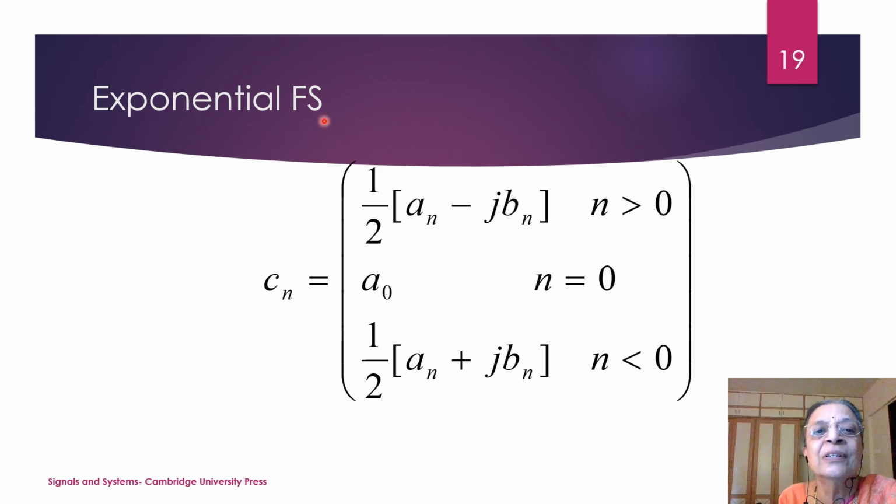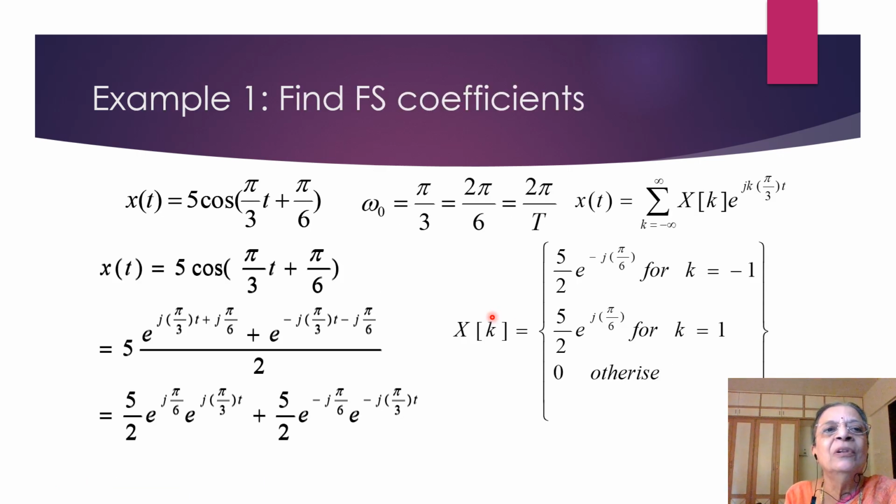So if it is Fourier series expansion using exponential terms, then I'll have to write the corresponding exponential coefficients as a0. This is also obviously the constant with the DC value. Then correspondingly for n greater than 0, it will be an minus jbn, and for n less than 0, it will be an plus jbn. So these formulae are to be utilized for the exponential Fourier series. So I will explain how to solve a particular example.